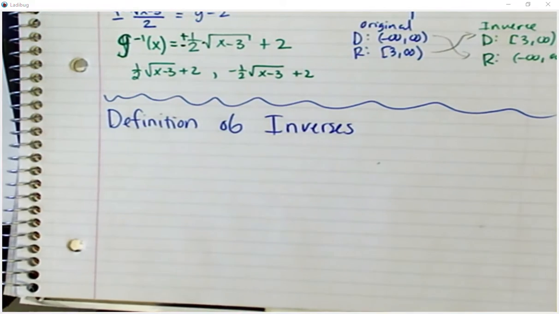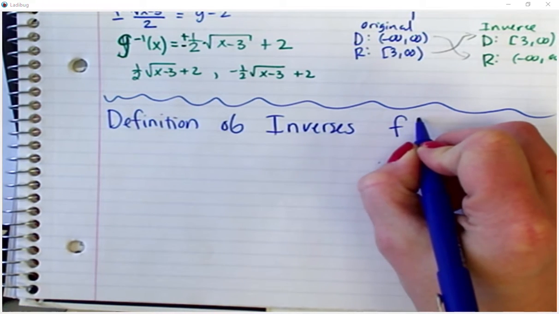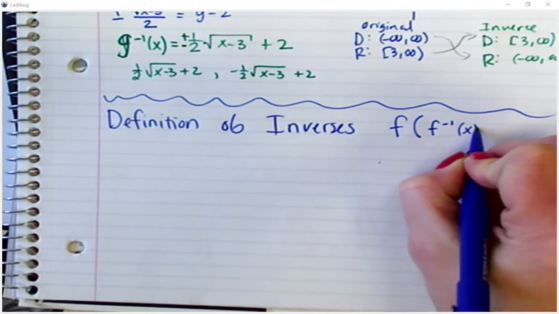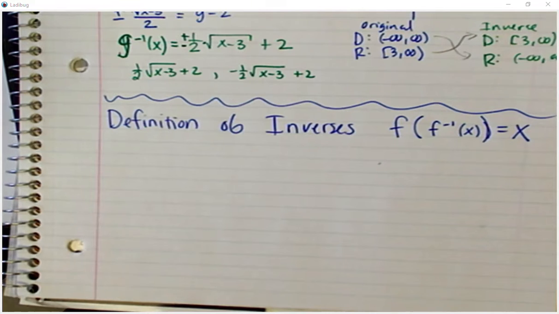We actually haven't given you the definition of an inverse yet, right? I told you how to find it, and I showed you how to graph it, and I showed you how to solve. But the definition of an inverse is this: F composed of F inverse. That's actually the definition of inverses. So when you compose them, you get X.